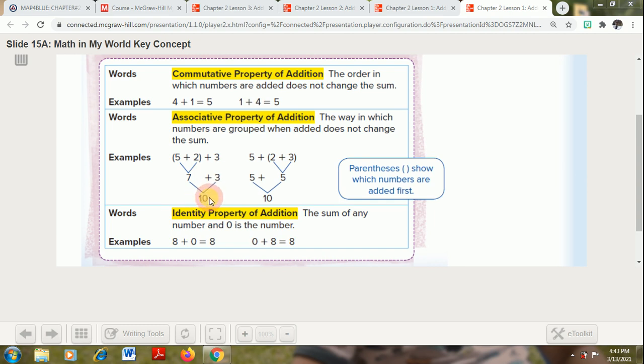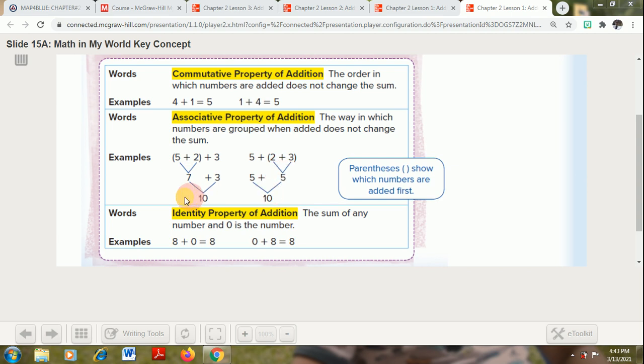Now, what happens if we change the association of these numbers? Let's imagine that we have 5 plus (2 plus 3). So we first solve 2 plus 3 equals 5, and 5 plus 5 equals 10. Notice that the sum, the result, is also the same. So changing the association of digits, if the digits are the same, will not change the sum.